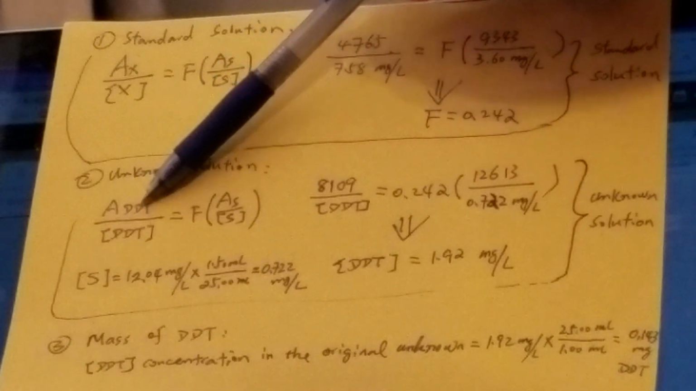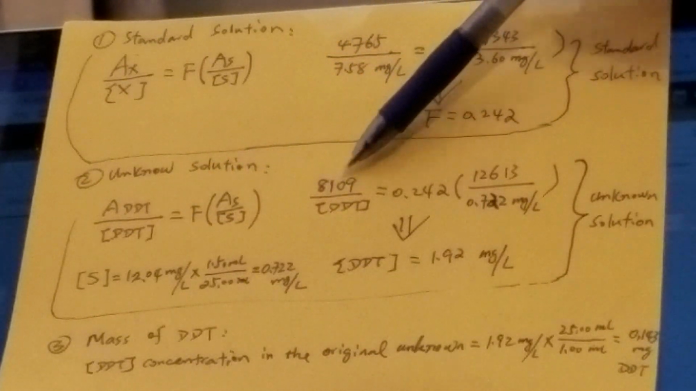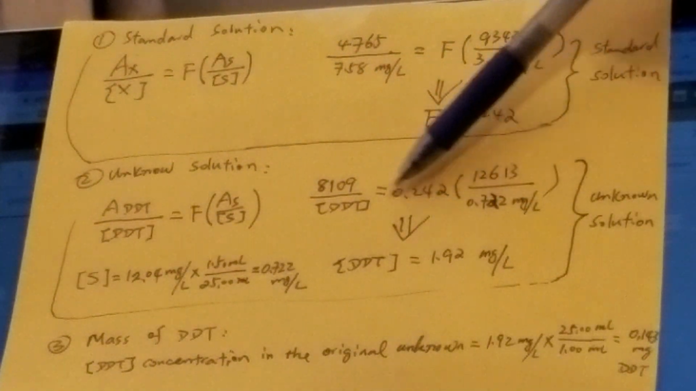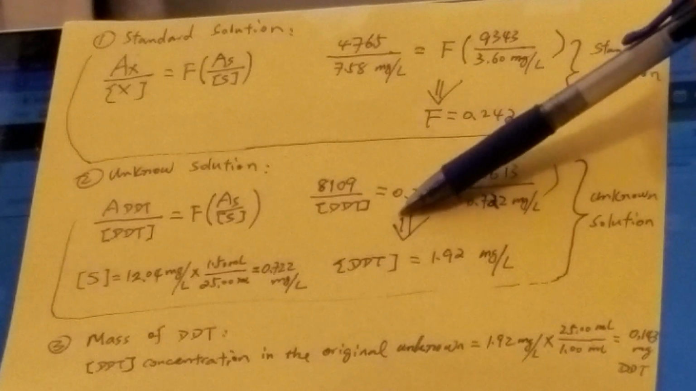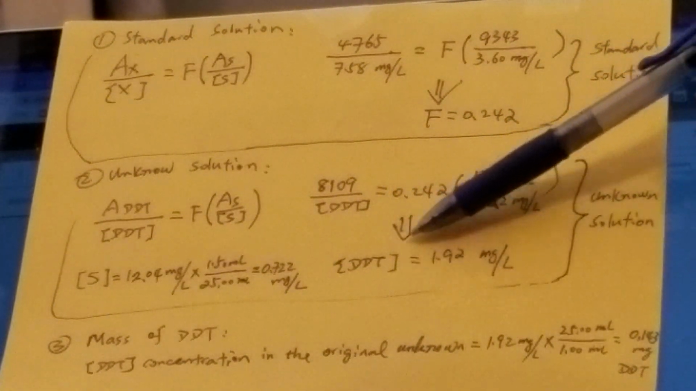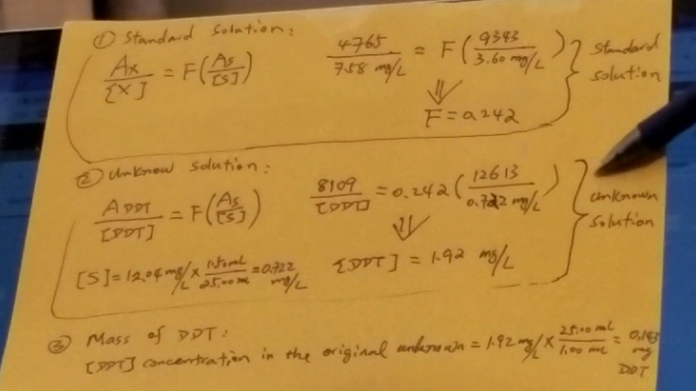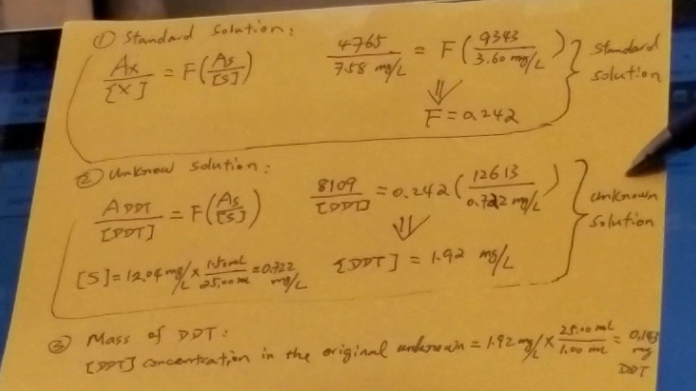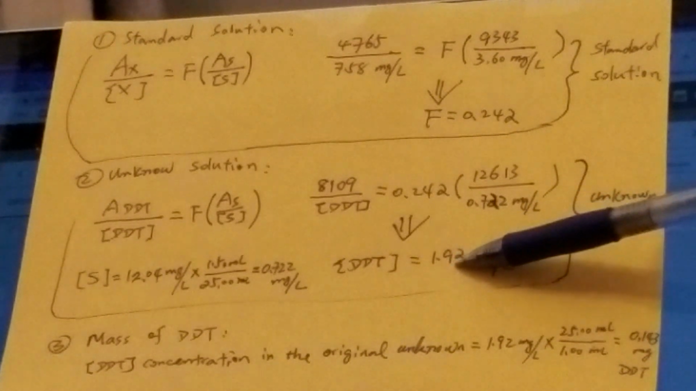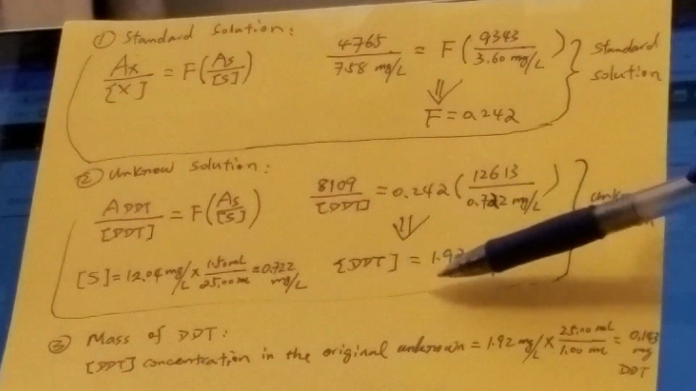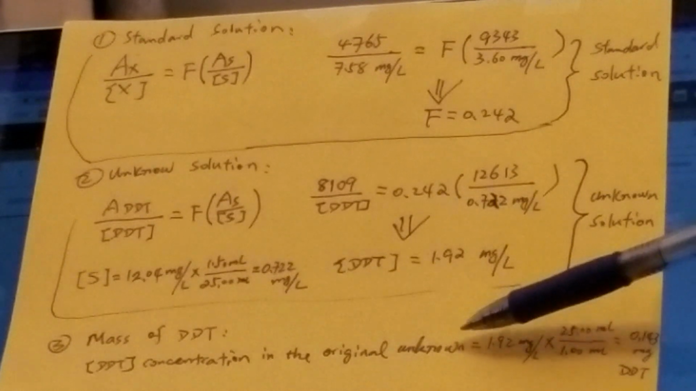Now we know both of these, and we know F. We just plug those numbers in, and the concentration of DDT is the only unknown. So we can solve the concentration of DDT in this diluted unknown solution. You should probably add the words diluted unknown solution, okay? This is not the actual concentration of DDT in the original unknown sample though.